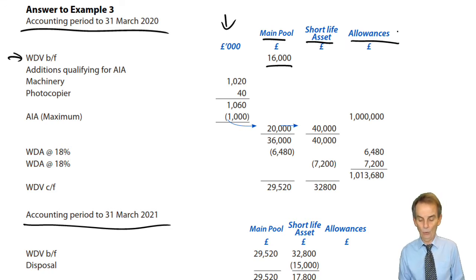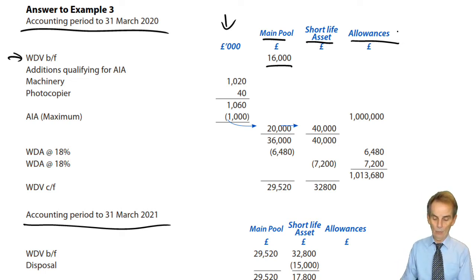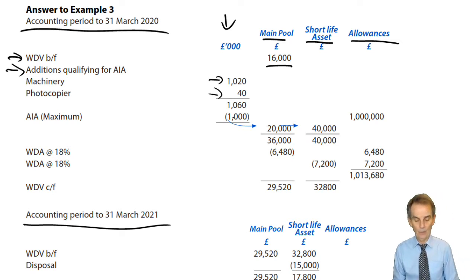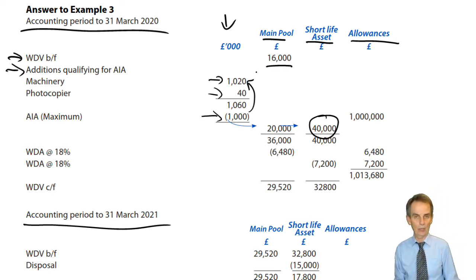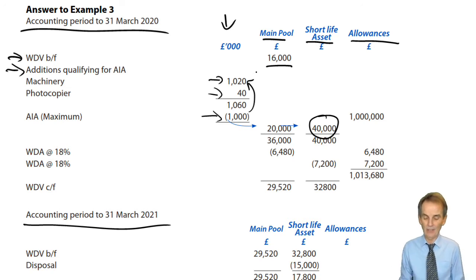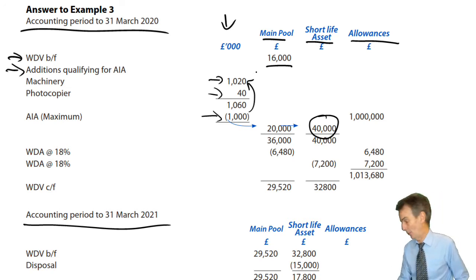And we know we need to record all of the allowances for the period. Tax written down value brought forward, additions then qualifying for AIA. The machinery at £1,020,000, the photocopier at £40,000. We make the depooling election for the photocopier, so it is going to be separated out there. The maximum AIA of £1 million would be allocated to the machinery. That £40,000 is going nowhere near the main pool.